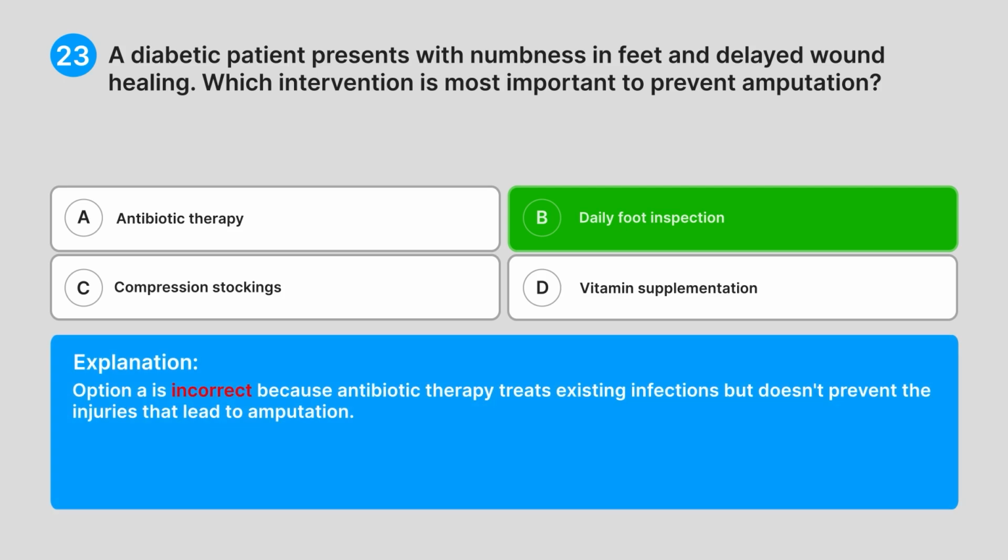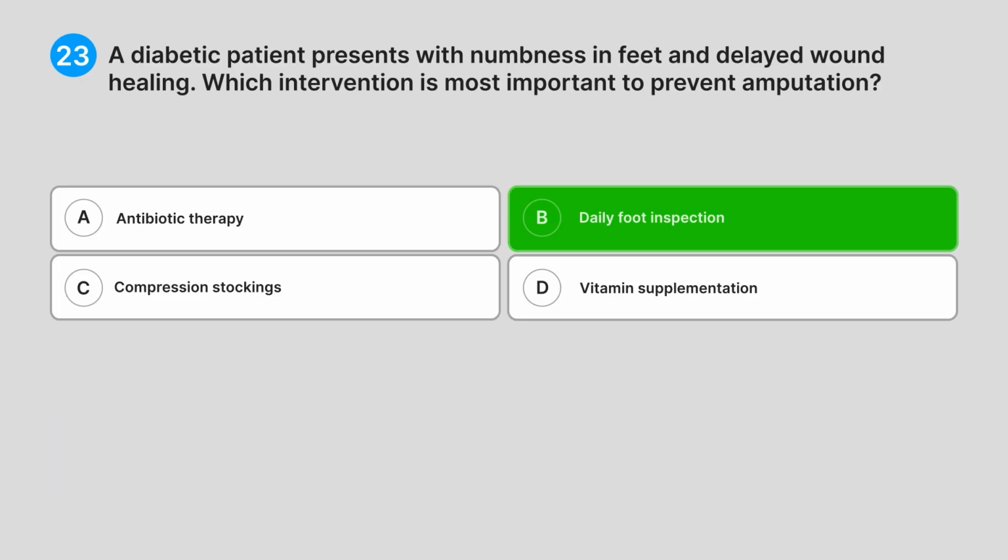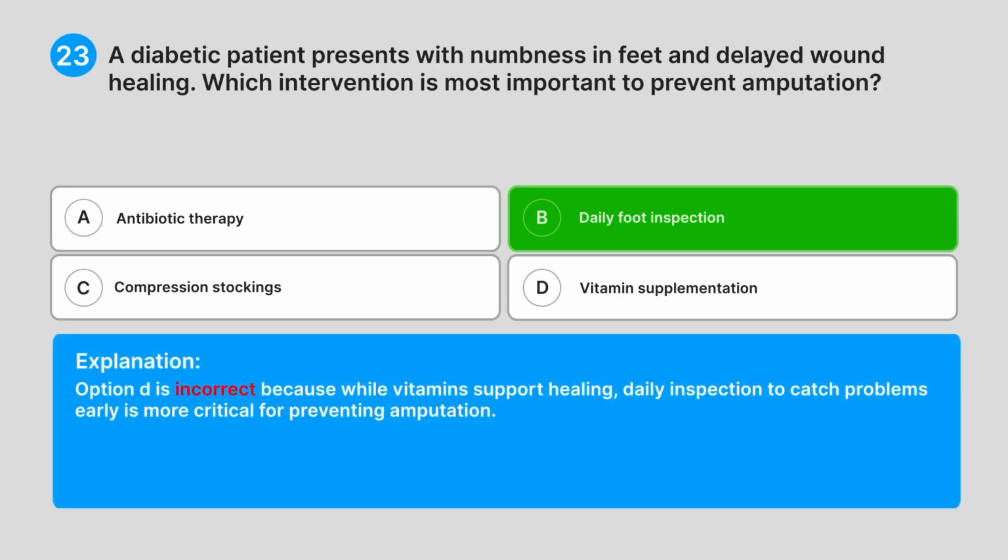Option A is incorrect because antibiotic therapy treats existing infections but doesn't prevent the injuries that lead to amputation. Option C is incorrect because compression stockings could reduce circulation in diabetic patients with potential arterial disease, worsening wound healing. Option D is incorrect because while vitamins support healing, daily inspection to catch problems early is more critical for preventing amputation. Understanding diabetic foot care priorities reveals why daily inspection prevents amputations more than any other intervention.